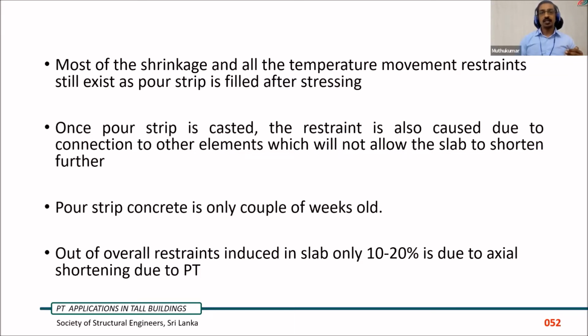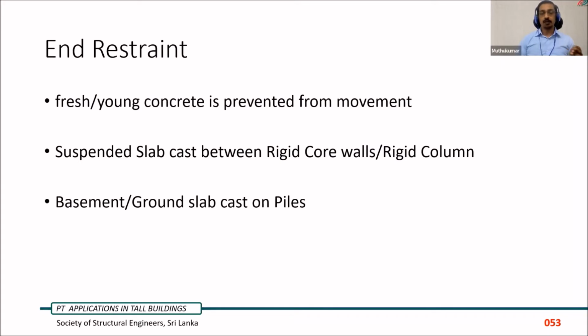So this shrinkage and temperature movement restraint still exists even if the post strip is filled 2 to 3 weeks after stressing. Once the post strip is cast, the restraint due to the connection to other elements exists, because the adjoining slab also gets connected. So that will also create a restraint. Out of the overall restraints, 10 to 20% can be addressed using the post strip.